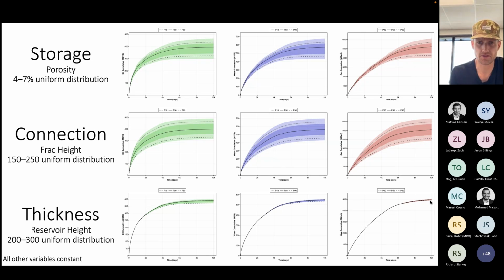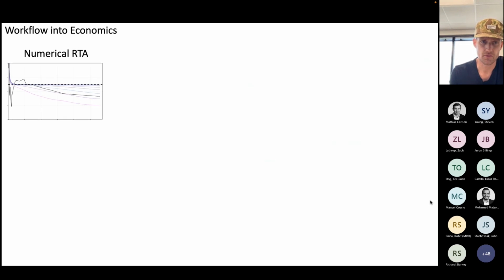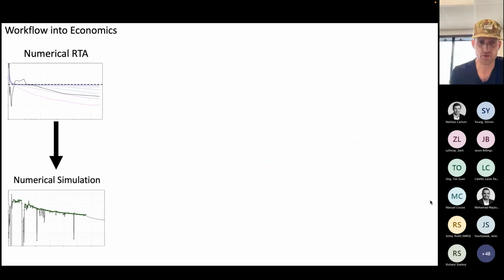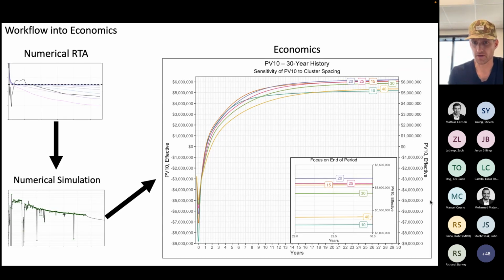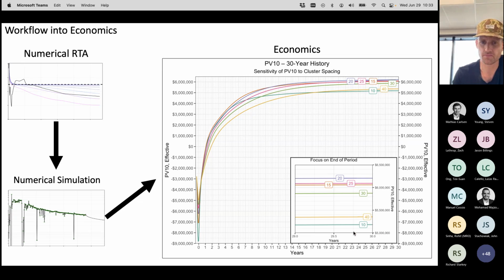And that's where I take these numbers and we'll run it through from the Numerical RTA down into our simulation and ultimately into economics. And here's just an example of cluster sensitivity, cluster spacing, and the sensitivity of the PV10 to various cluster spacing. I have the 30-year plot in the background, and then focused here on the end of the period. We can see years 29 to 30, and the numbers here are feet.